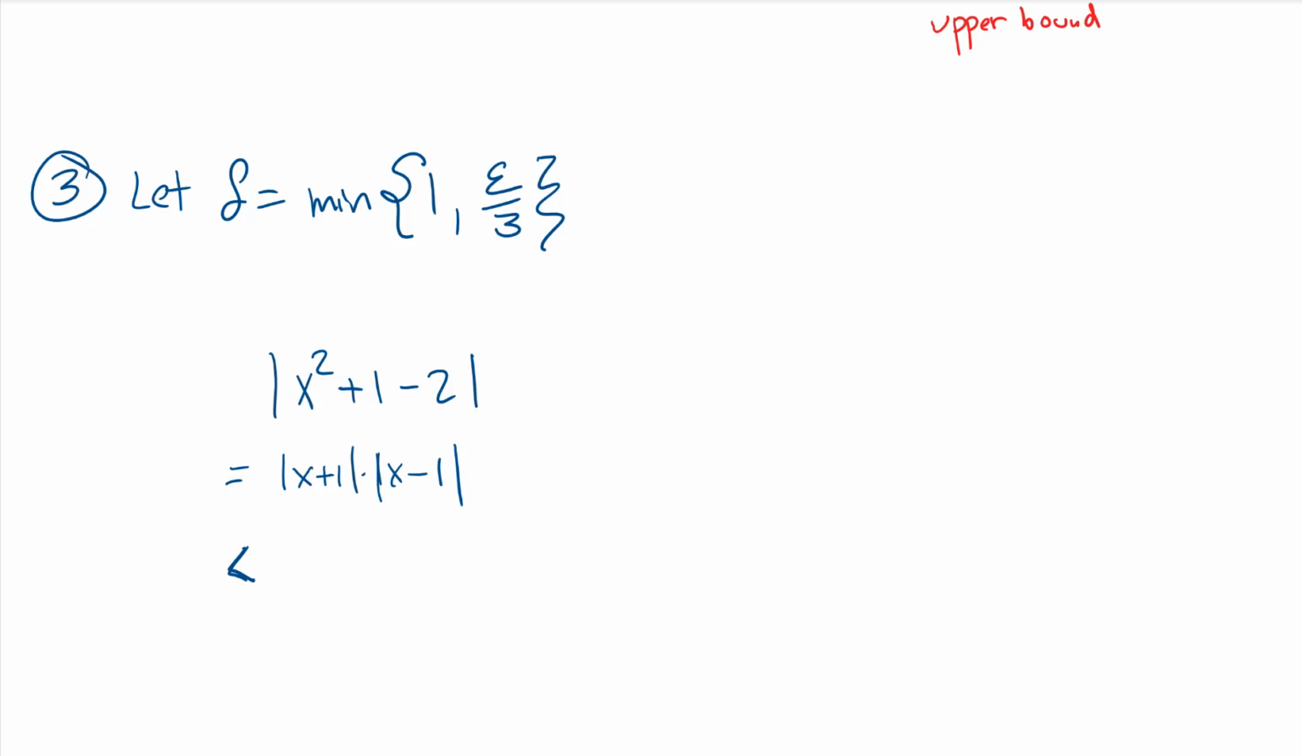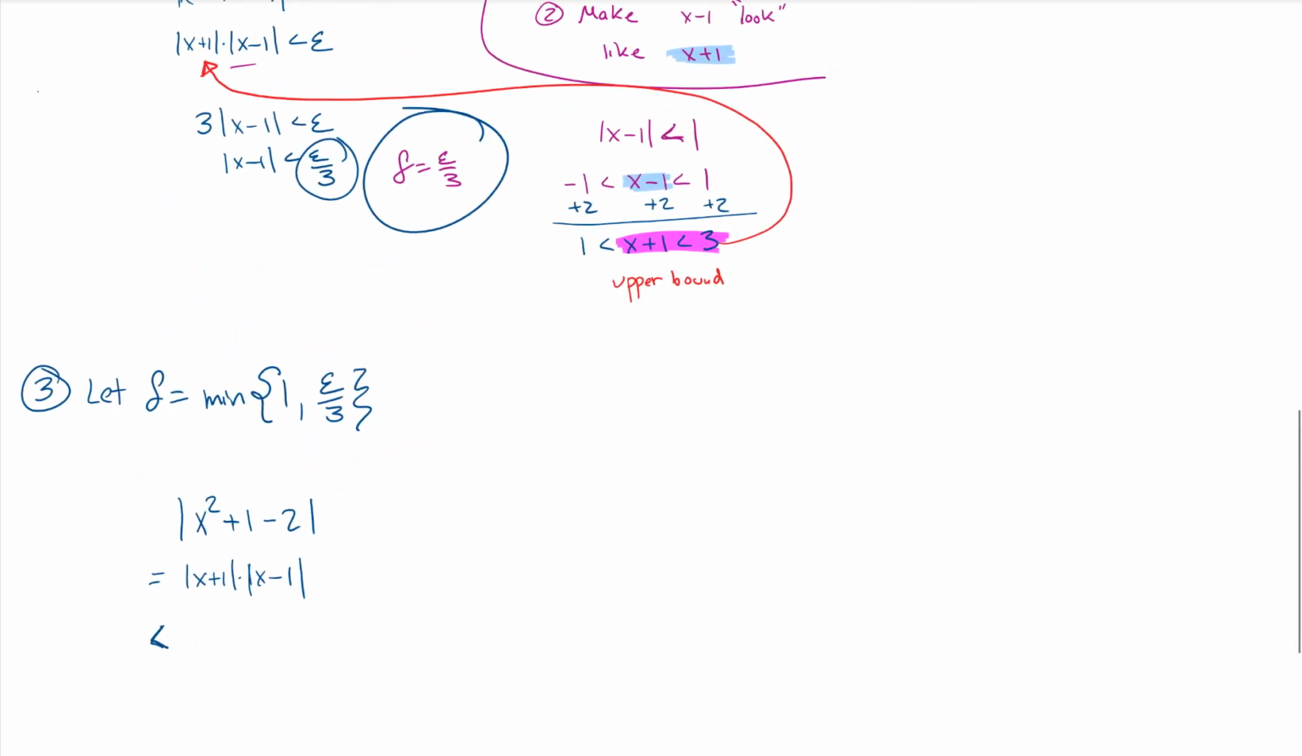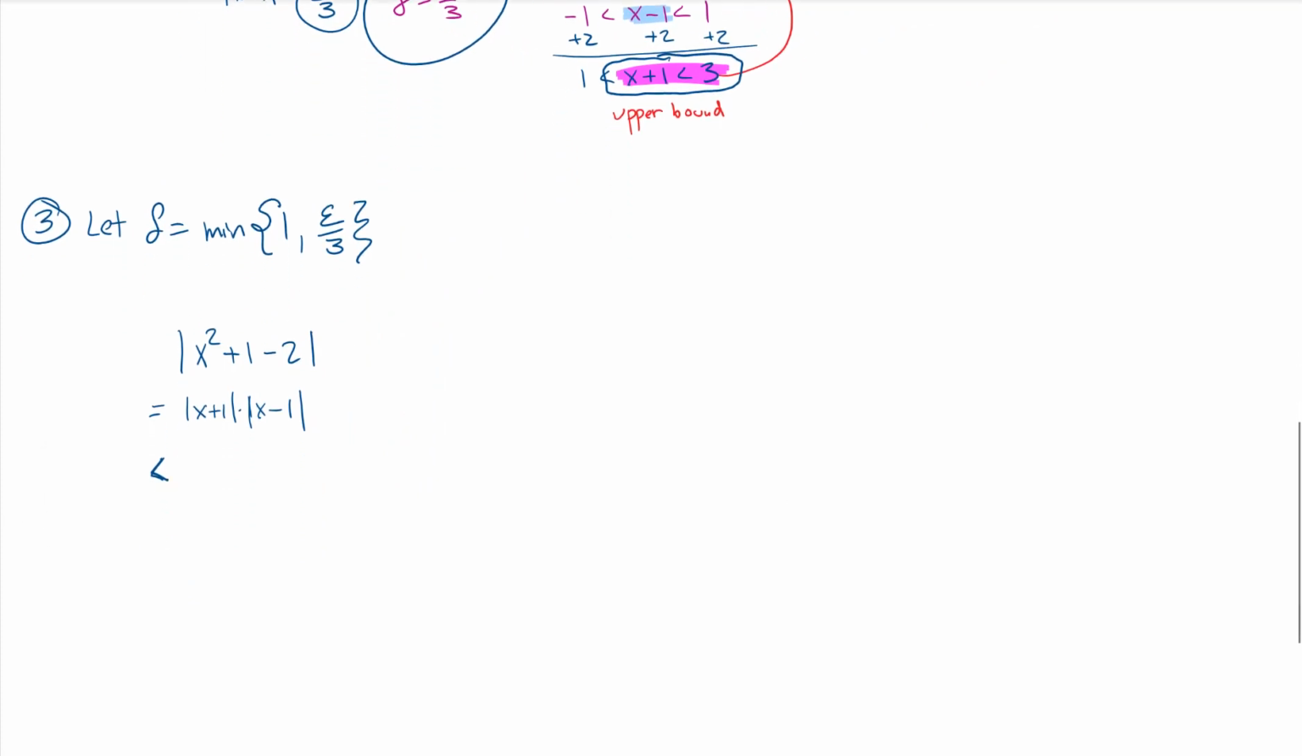Now we stated that this needs to be less than, because remember this? The absolute value of x plus 1 less than 3? We're going to put that in there. We're just going to go 3 times the absolute value of x minus 1. And that's okay. Now our next one, we want to replace that absolute value of x minus 1.